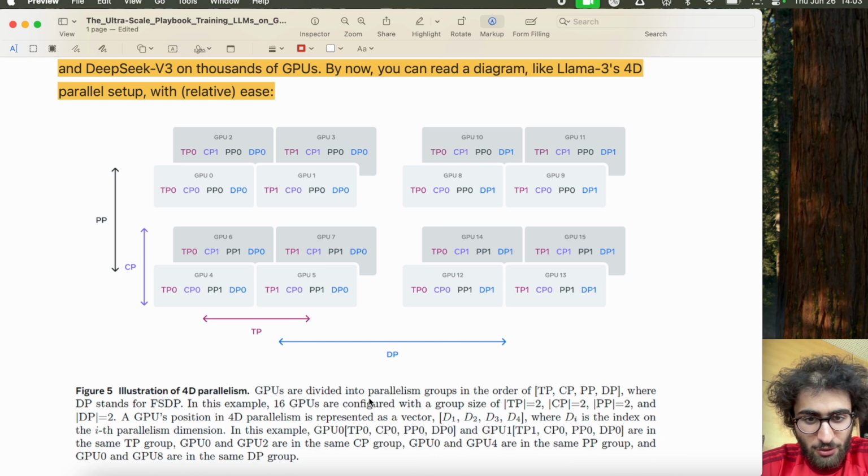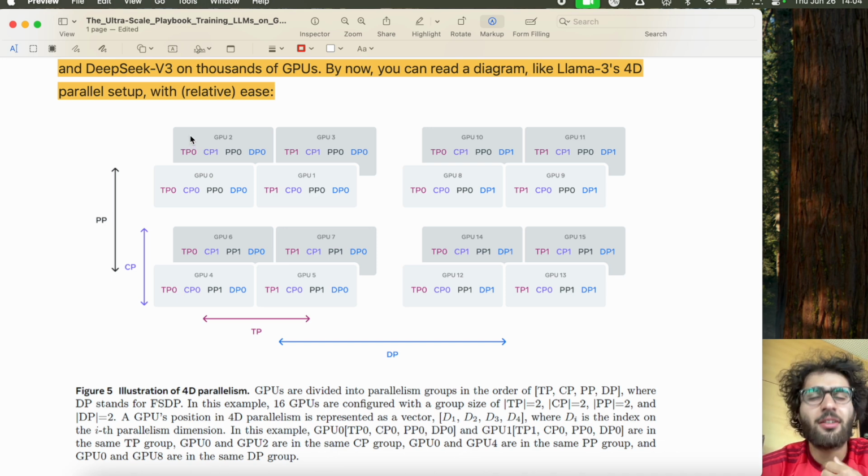GPUs are divided into parallelism groups in the order of tensor parallelism, context parallelism, pipeline parallelism, and data parallelism, where DP is FSDP. In this example, 16 GPUs are configured with a group size of 2 per parallelism scheme. And a GPU's position in 4D parallelism is represented as a vector D1, D2, D3, D4, where each is the index of the ith parallel dimension.